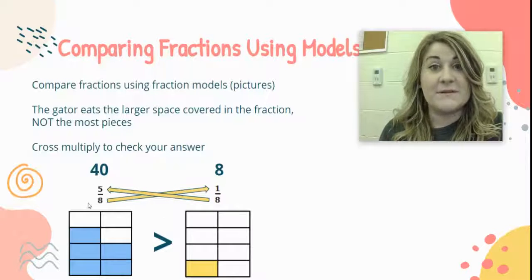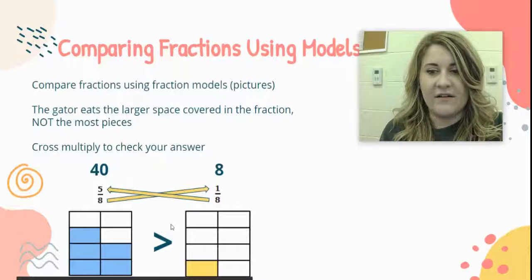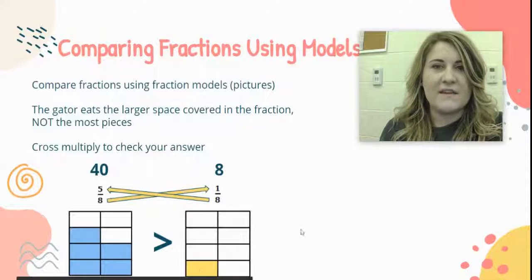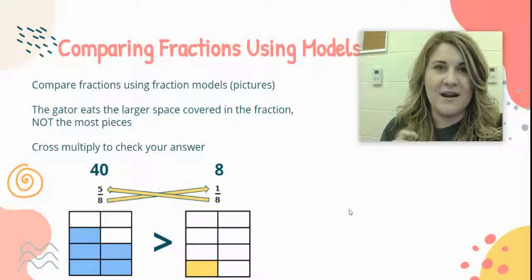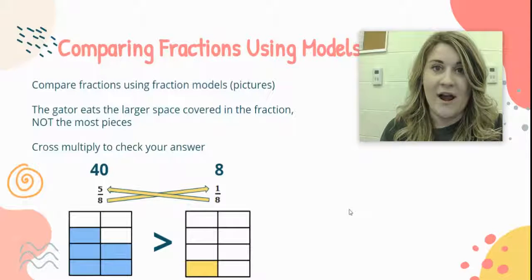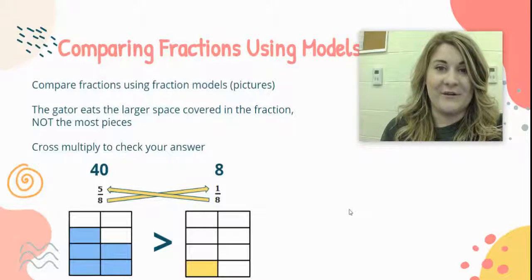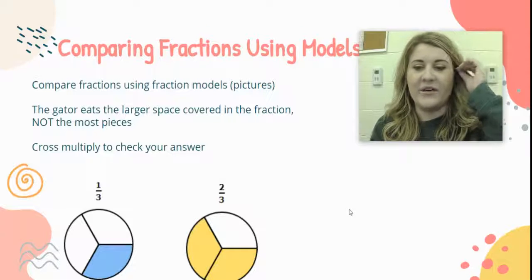This has much more space colored in than this one. Obviously, you can look at the picture here and see this has a lot more space colored in than this one. This one's a very easy picture to look at and make sure that it is correct. But in a minute, you're going to see one that's really close, and cross multiplying is the only way to figure out which one is greater. So next we have 1/3 and 2/3.